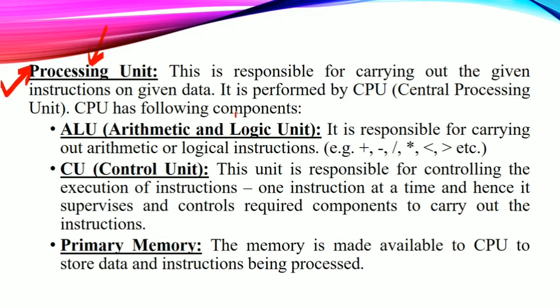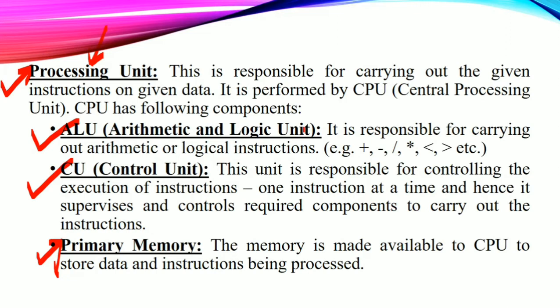Now in the CPU we have three components as we have discussed earlier. These three components are ALU, CU, and then we have this primary memory. This primary memory is available in the computer's motherboard, whereas the storage that we have discussed earlier is a secondary memory. Now this ALU stands for Arithmetic and Logic Unit. This ALU is responsible for carrying out all types of arithmetical or logical operations.